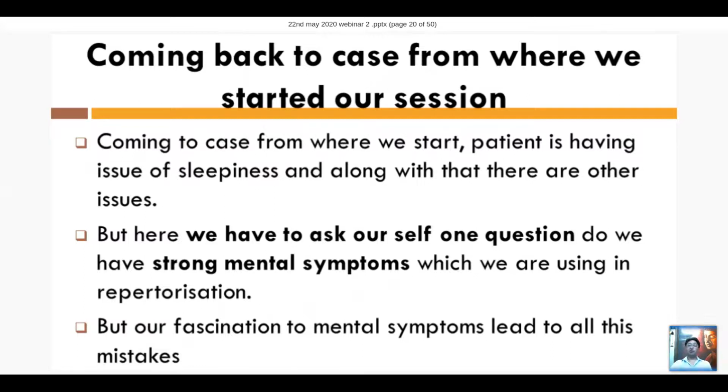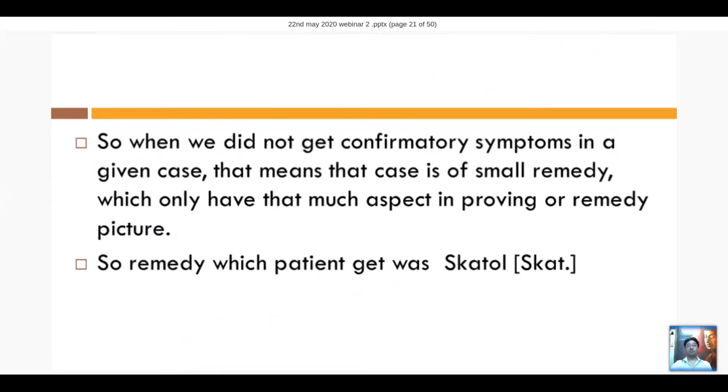We always get weak mentals like lack of confidence, want of self, weeping disposition, jealousy, anger suppressed. These are common aspects of human nature, which are bound to come. But to justify the prescription of Apis in a case of jealousy, the patient's whole life should revolve around jealousy. So this is the most important thing.